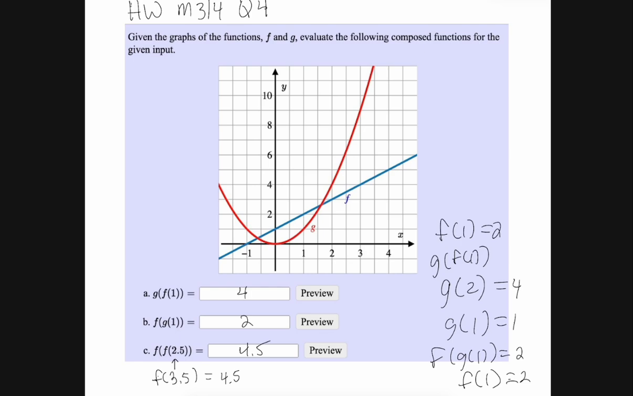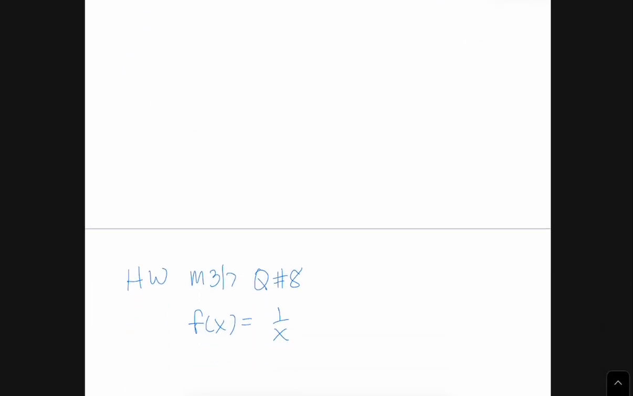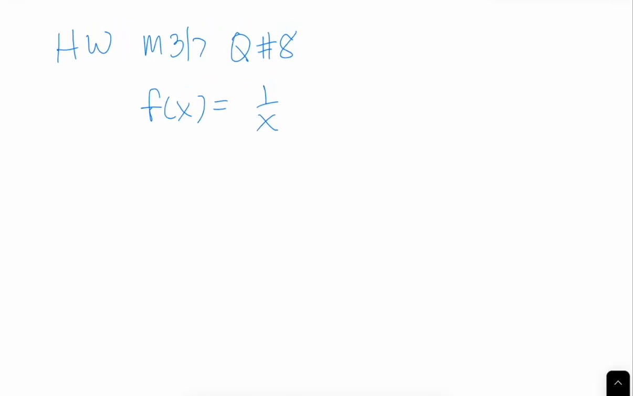Okay, now stay in iMath. I want you to look at homework 3.7, question number 8. Homework 3.7, question number 8. Okay, so f of x equals 1 over x. They asked you to find the difference quotient for that. Is that what your question 8 looks like? I want to show you how to do this because we did not do a fraction one in our notes. You'll notice that you do not have to do question 9 and 10, just question 8, okay? Let's do question 8 together.